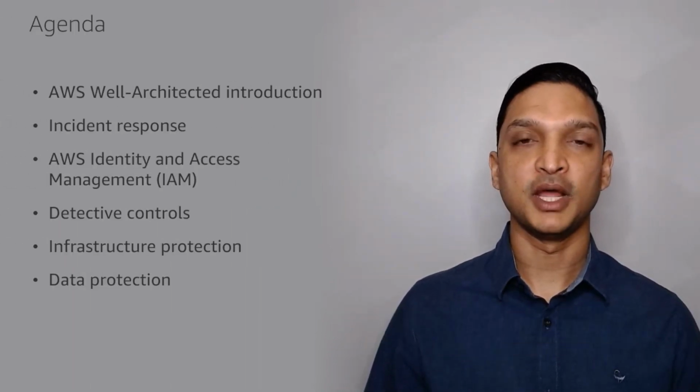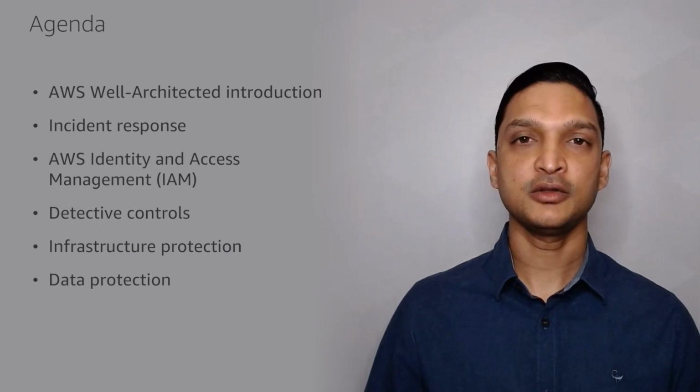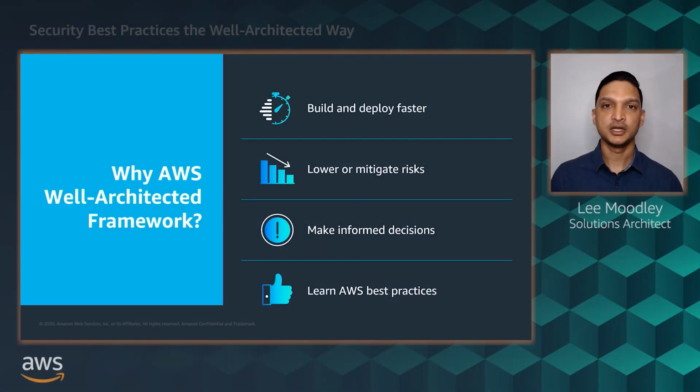In today's session, we'll cover a brief overview of the well-architected framework, and we'll take a closer look at the security pillar and the 5 areas that make up the security pillar. The well-architected framework helps customers understand the trade-offs of the decisions that they make while deploying cloud workloads. Using the framework, you will learn the current architectural best practices for designing and operating a reliable, secure, efficient, and cost-effective solution in the cloud.